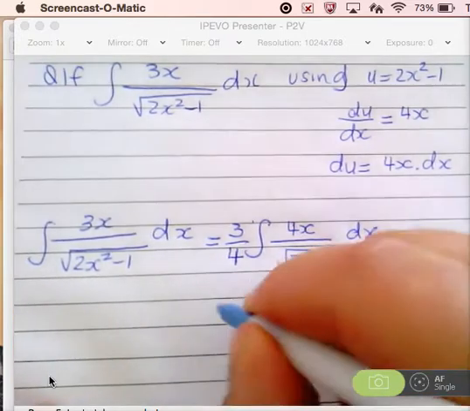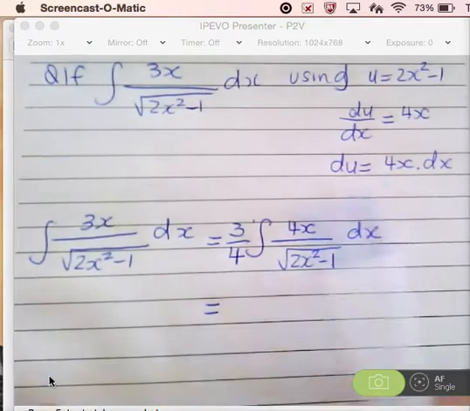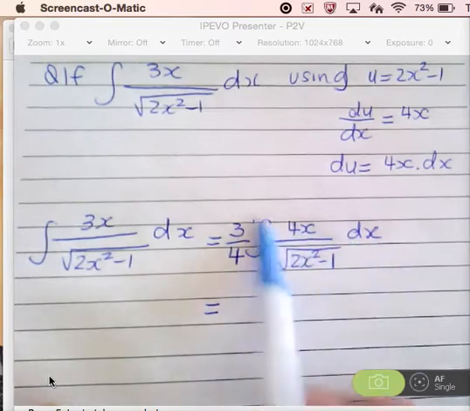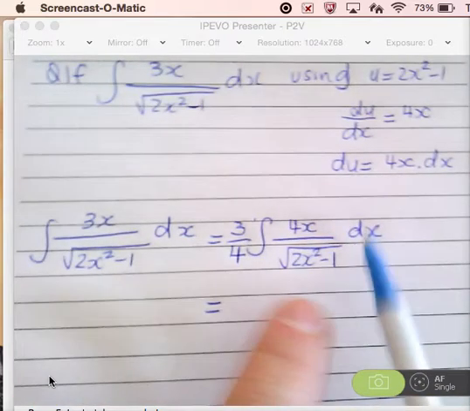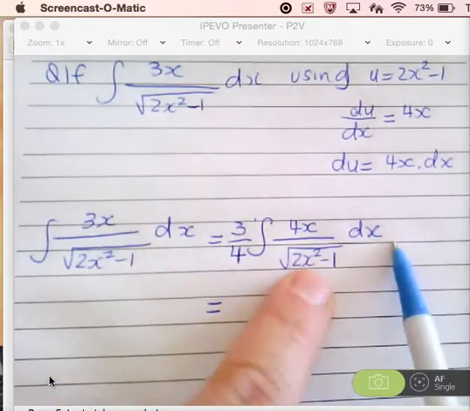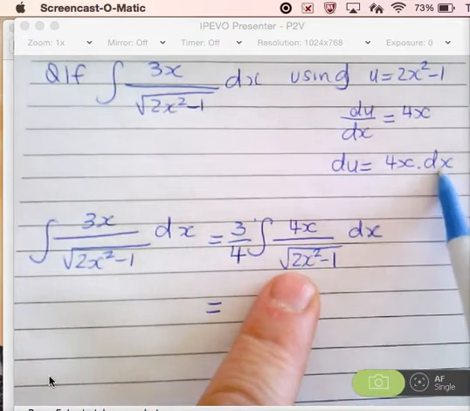Yes. So now I do my substitution. Girls, are we okay with this? You put in the 4x, but don't go putting the u's in yet until you have this in a form that can be substituted. Now it's in a form that can be substituted because the 4x dx is the same as the du.